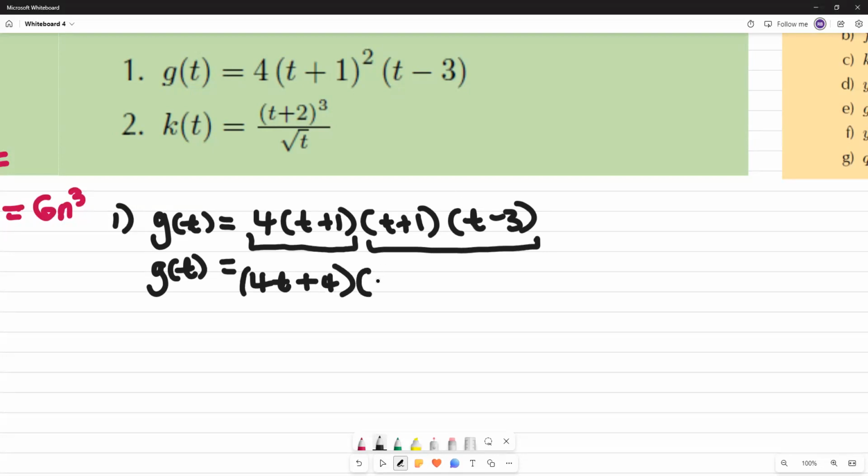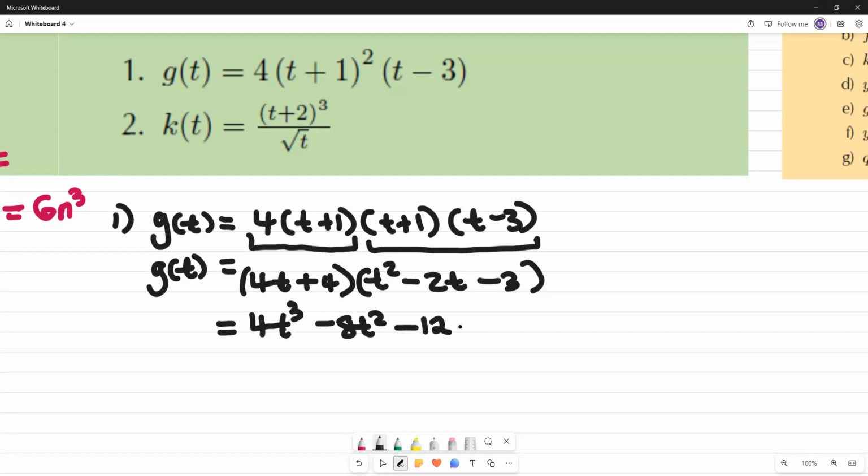And then here I'm going to have t squared. And then I'm going to have minus 3t plus t, which gives me minus 2t, then minus 3. Okay, sharp. And then this will give me 4t cubed minus 8t squared. Remember, multiplying everything by 4. Then minus 12t plus, now we use the 4 to multiply everything there. So it's plus 4t squared, right? Minus 8t minus 12.